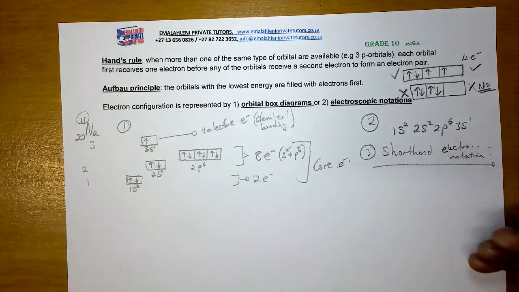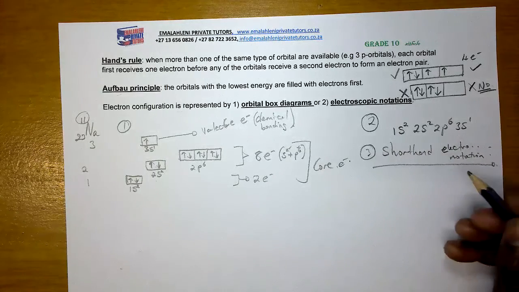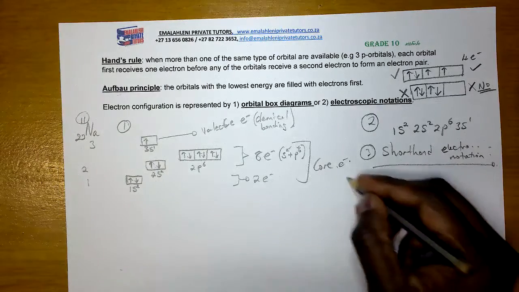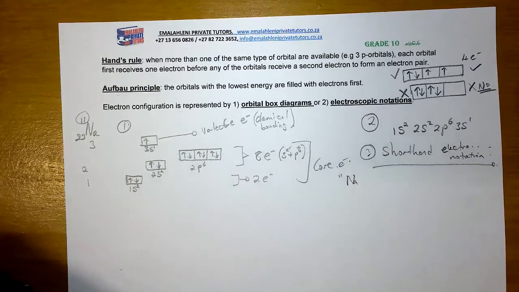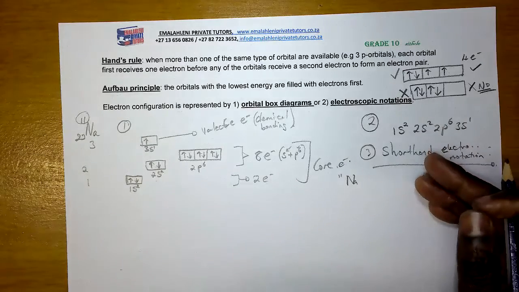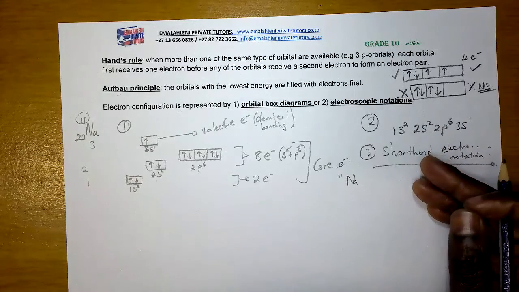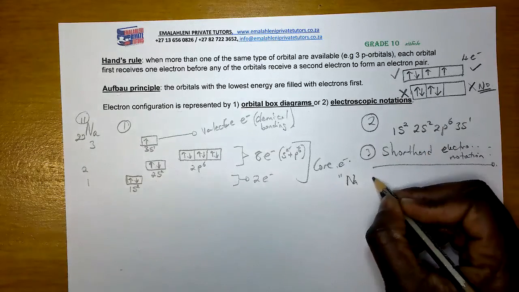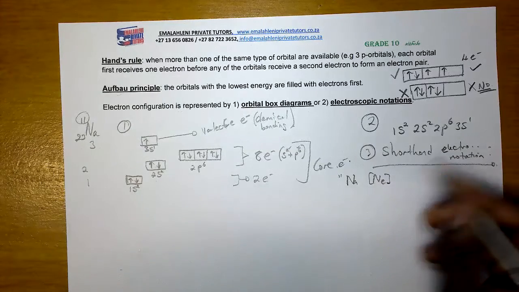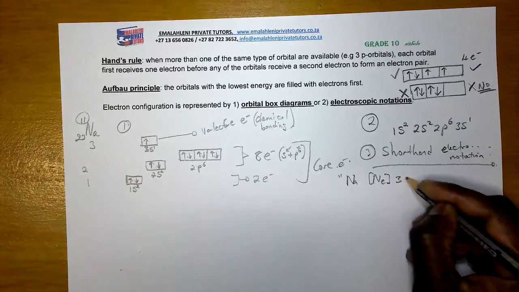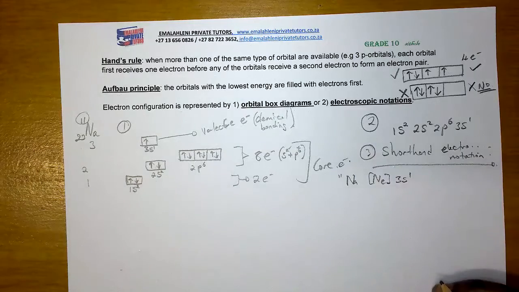And when we look at sodium, how do we put it? Sodium, we know that sodium is 11. Where is it close to? It is close to neon. So we're going to say neon, and neon plus 3s1. That's how you put the shorthand.